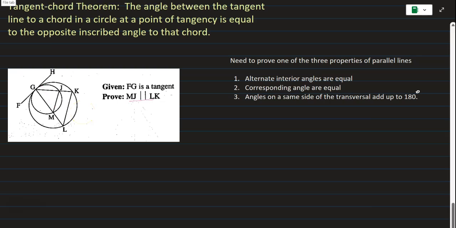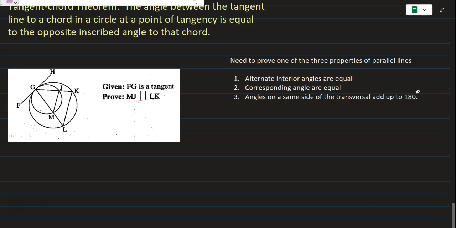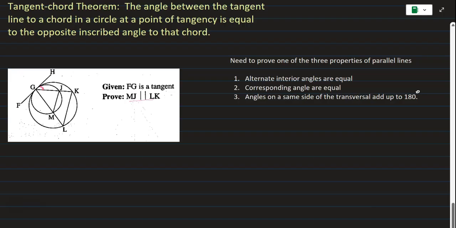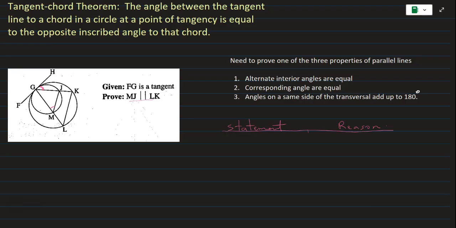The first thing we're going to do is use the tangent-chord theorem. So we know that this angle right there is equal to that angle, and we need to write it up. There are a couple of ways of doing this. We can do a statement and reason column like that, or you can do a free paragraph, as in freestyle, where you write a story about it. Regardless of which form you use, you need to give your reason and cite the theorem that you're using.